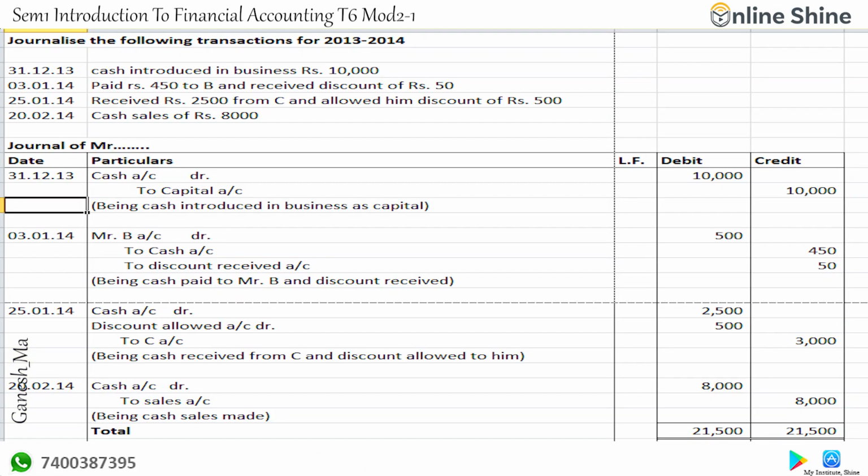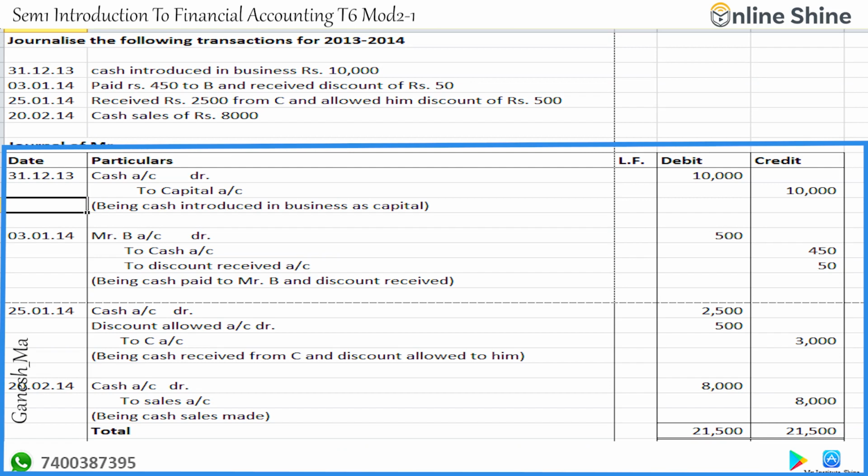See, the transaction number 1. Now the first thing to be recorded in the journal: the journal entries are to be recorded in a chronological order as well as date wise. First date, whatever happened, then second, then third, and then suppose nothing happened on the fourth, fifth, sixth, and it happened directly on the eighth, then we will write it on the eighth.